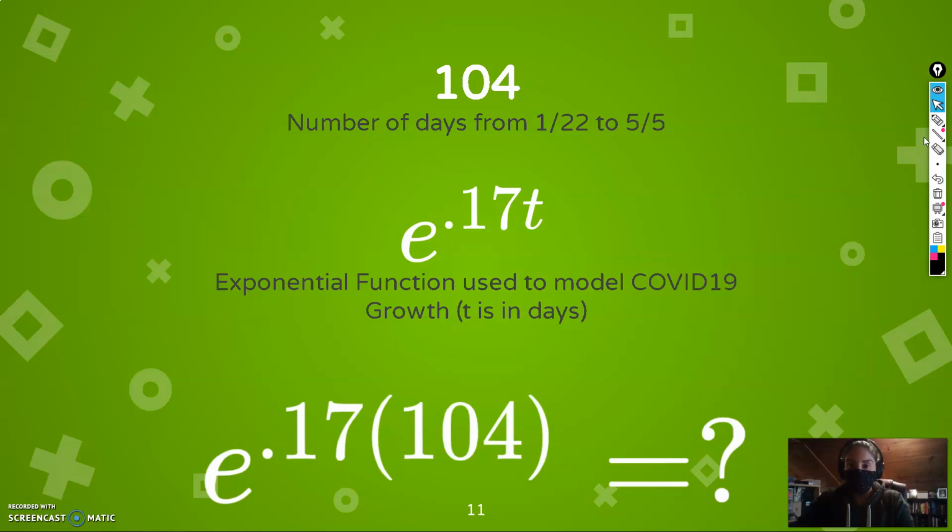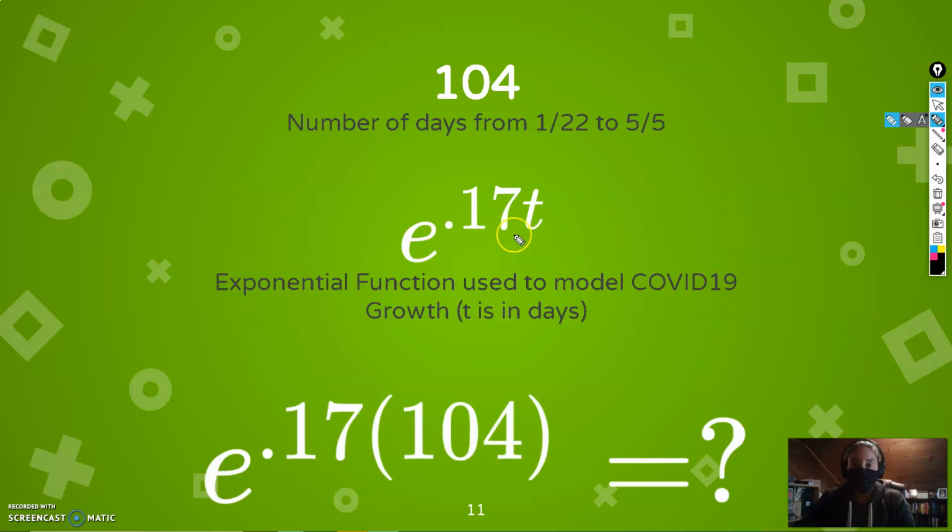I did kind of all of this before the video, but if we look, the number of days from January 22nd to Cinco de Mayo, or 5/5, was 104. The exponential function used to model the COVID-19 growth, this is something that I figured out based off of day 68 from the CDC and the data there, is e to the 0.17t. These are exponentials, right? t is the variable in the exponent. We'll talk about this number e in a future video. It'll actually be in the next video. Just for now, take it that this is the exponential function.